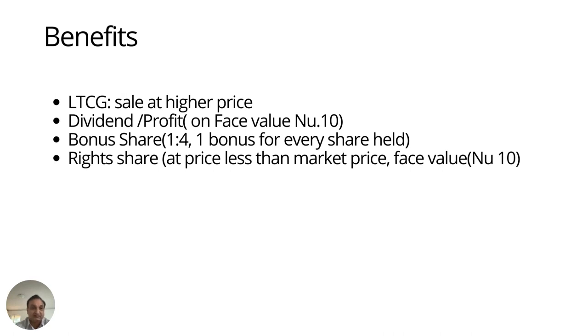In the right shares, you have to pay some money, not the market value. For example, last time one bank offered the right share at the face value of Nultrum 10. Of course, at that time the market price of that company was Nultrum 50. So you can buy at a much cheaper price. And this price, the maximum limit, is usually set by the RMA, and usually it is sold at Nultrum 10 or less than 10. So that's about the right share.